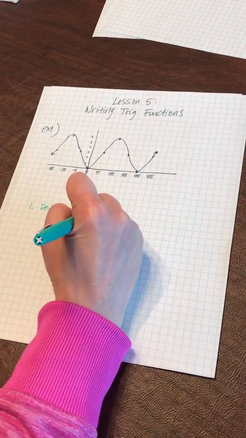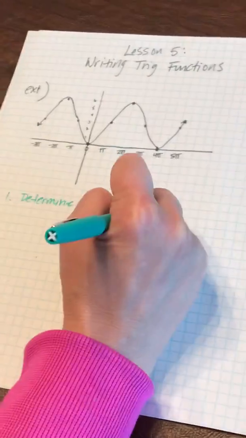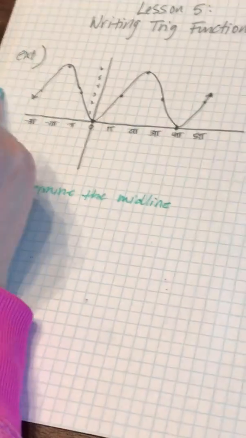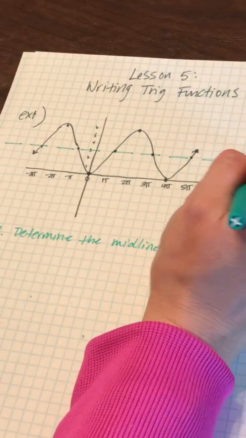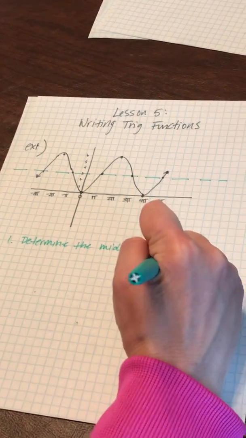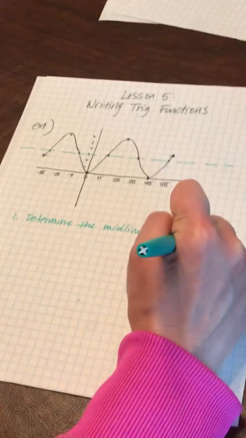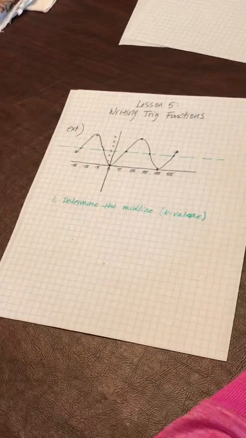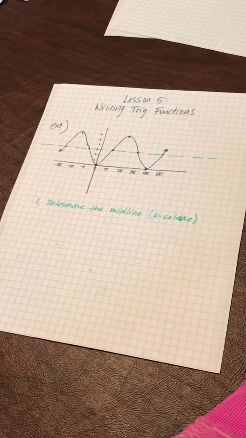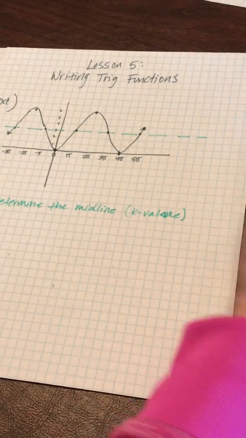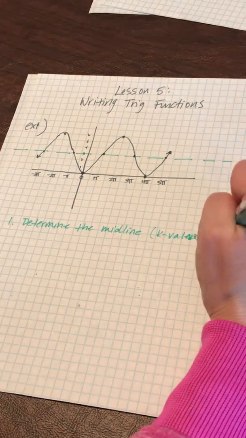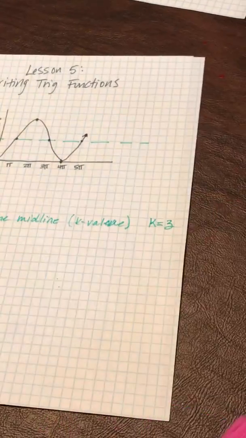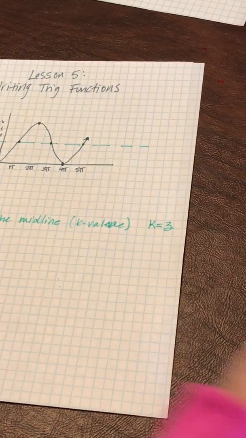the midline. Remember, the midline is the line that basically cuts your graph in half. If I look here, this is the line that cuts my graph in half. If you also remember, this is also called my k-value in my equation. So it's important that I recognize, if I'm going to write the equation, that I know what that line is. For this example, my midline is at 3, so my k-value is 3.